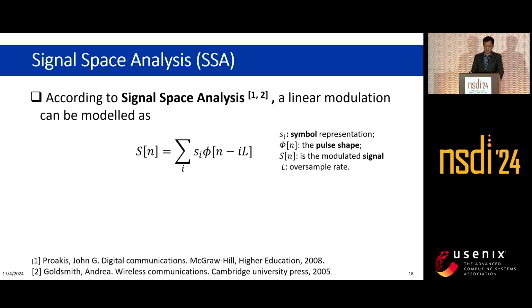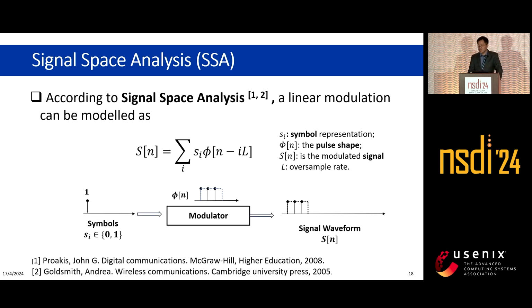We first look at the math model behind the modulation. We employ a classic model called signal space analysis. It links several key components together in a linear way: the symbol, the pulse shape, and the signal. To illustrate, we can take a look at a simple example.